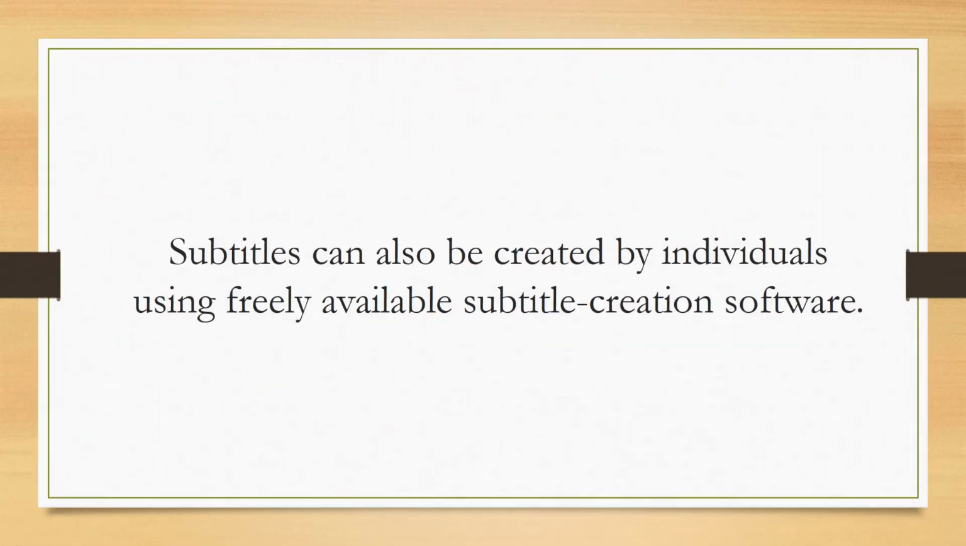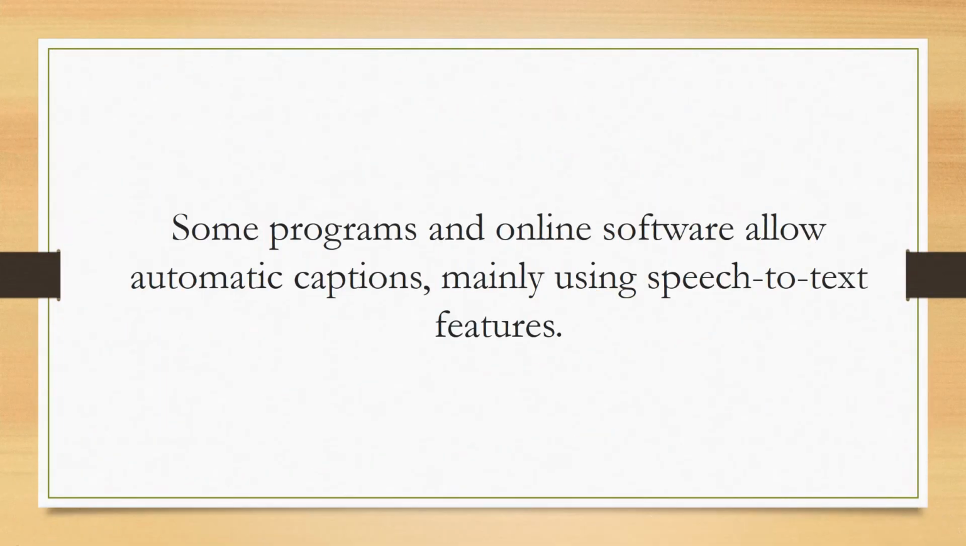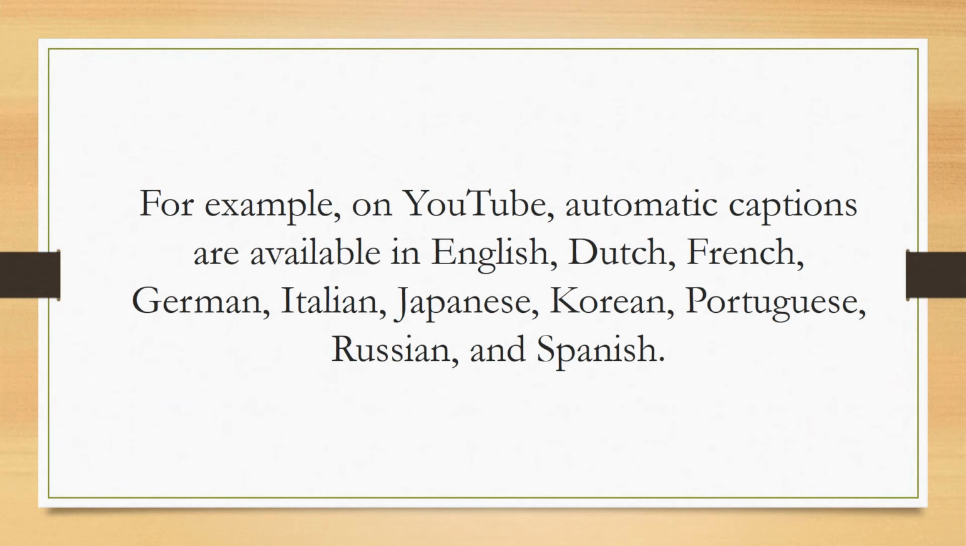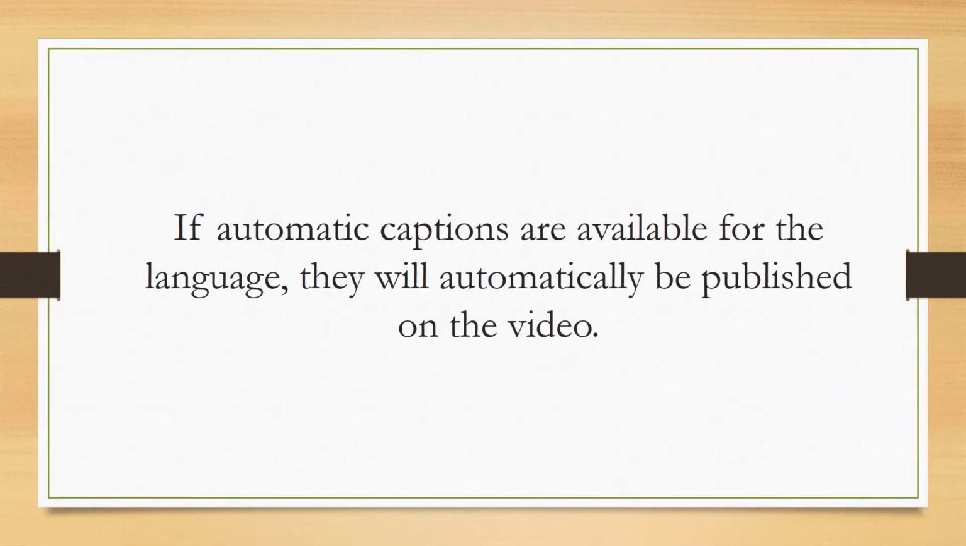Subtitles can also be created by individuals using freely available subtitle creation software. Some programs and online software allow automatic captions, mainly using speech-to-text features. For example, on YouTube, automatic captions are available in English, Dutch, French, German, Italian, Japanese, Korean, Portuguese, Russian, and Spanish. If automatic captions are available for the language, they will automatically be published on the video.